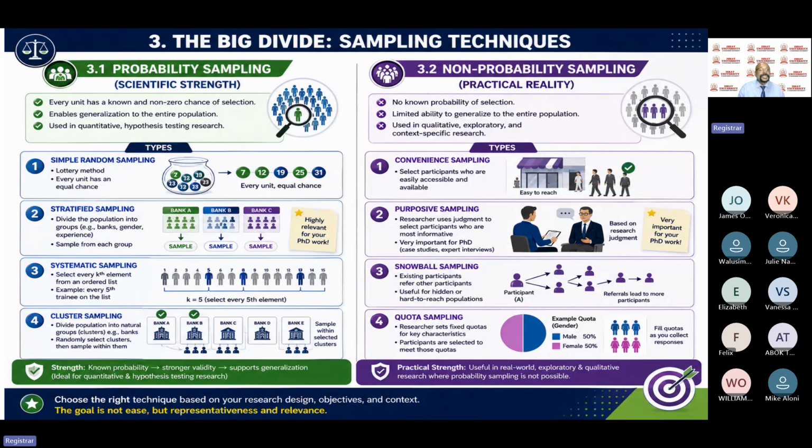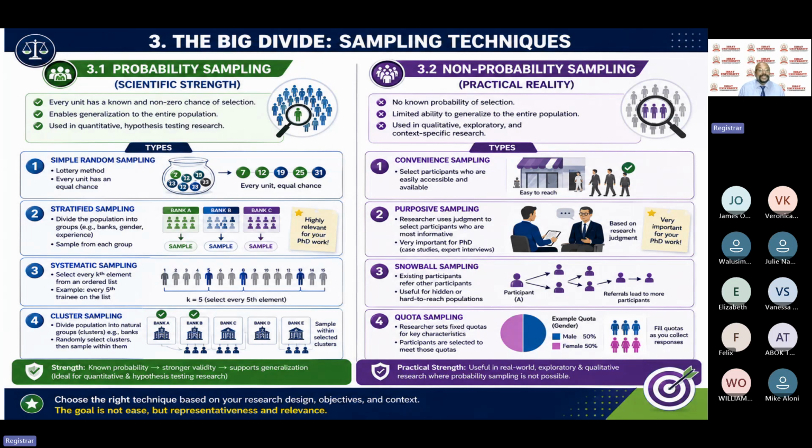Yes, thank you. In systematic sampling, if you have 100 people, we say every fifth person is going to be a sample. Every fifth graduate trainee. You choose how you arrange them, by age, or by the number of years they have been in the bank, or like that. You can do it your own way. This is the systematic one. Another one is cluster sampling.